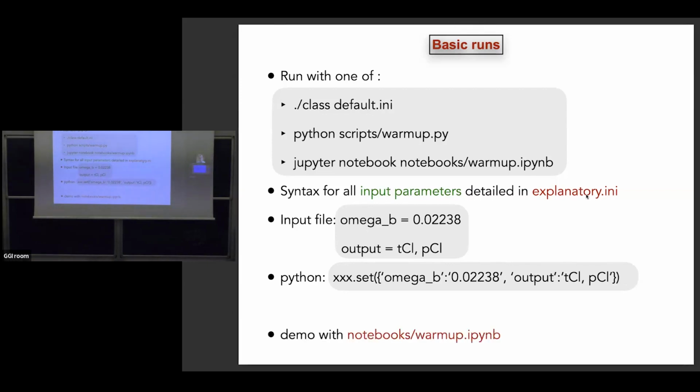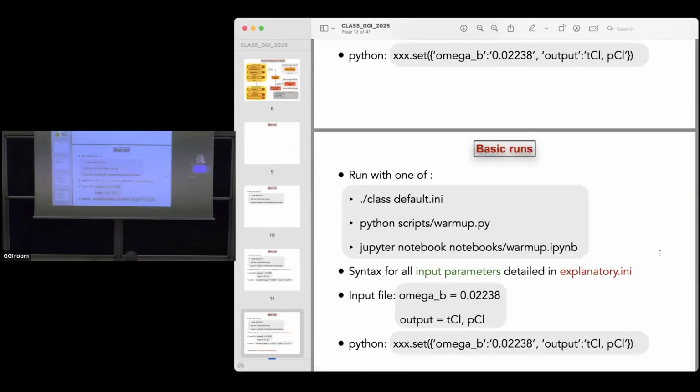Okay, and now I will do my first demo with warmup.ipynb. For those who are familiar with CLASS, it will sound too easy, but I will show you some more recent and more advanced stuff later on. Okay, so I'm going probably to share my desktop instead now. So I move here. Yeah, for some reason I cannot share the whole window anymore. I don't know, so I will share just a notebook.